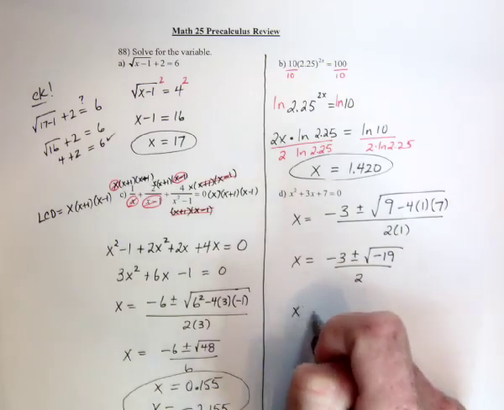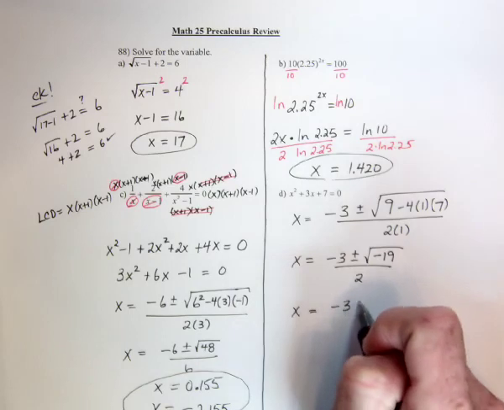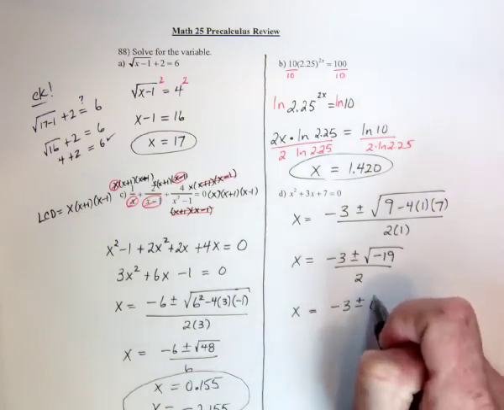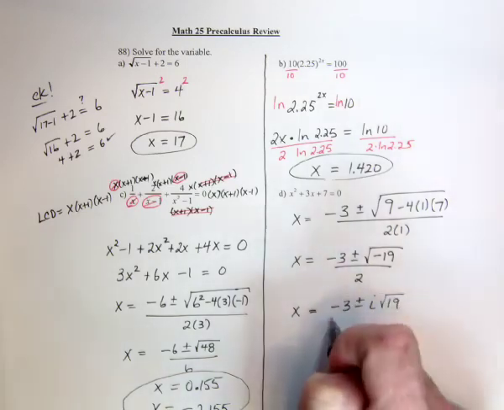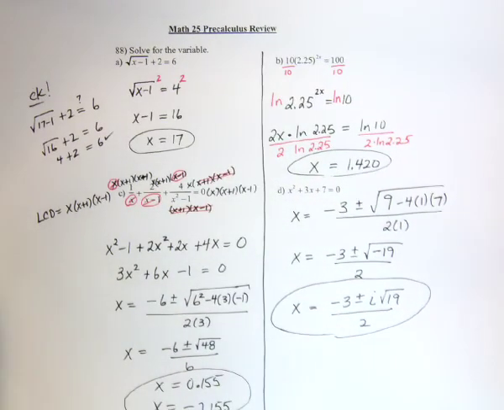That means that it's an imaginary number. The square root of 19 can't be simplified, but then because it's imaginary, we just put i, the square root of 19, divided by 2. Nice review.